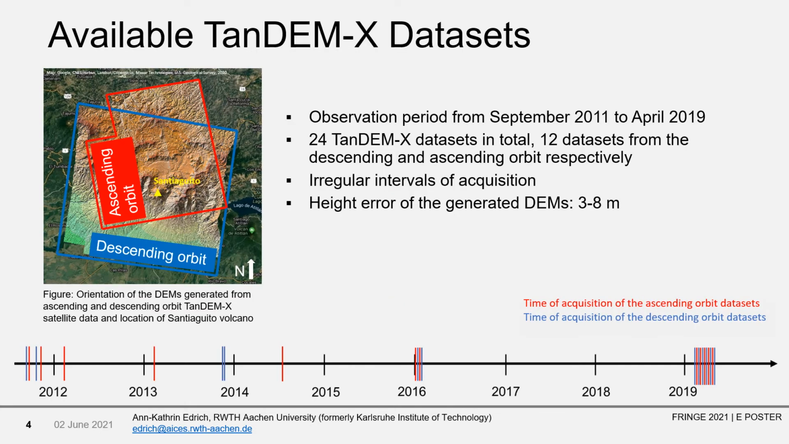This study's observation period lasts from September 2011 to April 2019. In this period, 24 TanDEM-X datasets were acquired, 12 from the descending and 12 from the ascending orbit. The datasets were acquired in irregular intervals, as can be seen in the timeline on the bottom of this slide. The height error of the generated DEMs was determined to be between 3 and 8 meters.